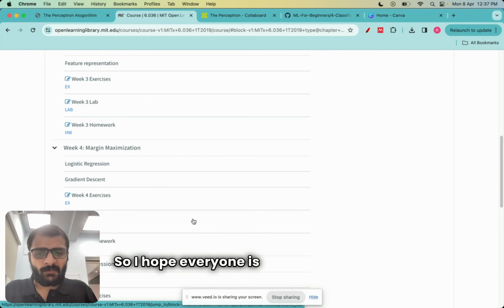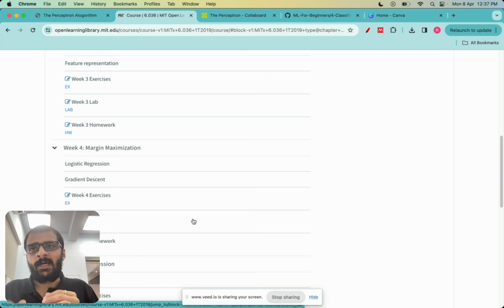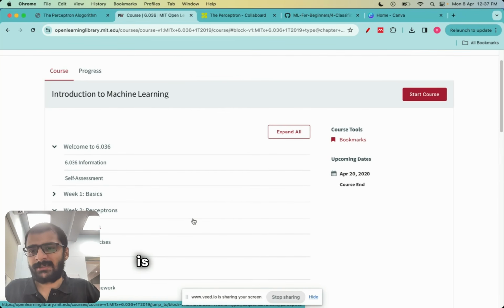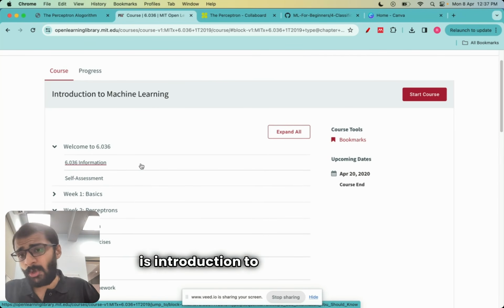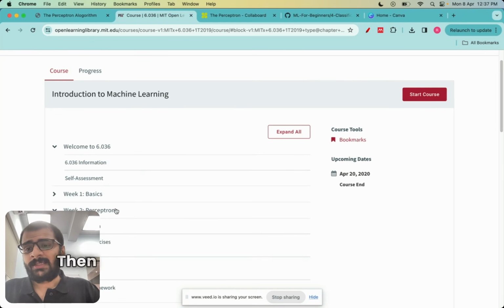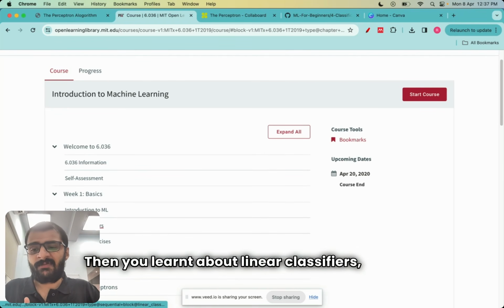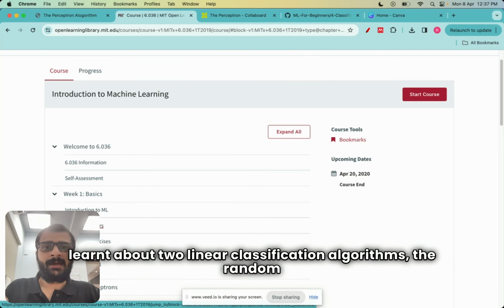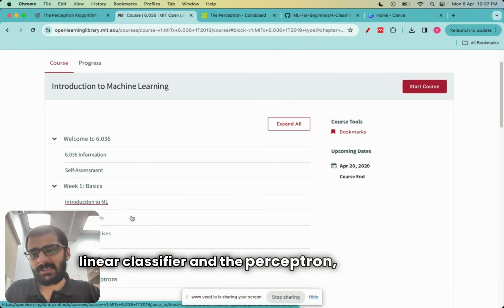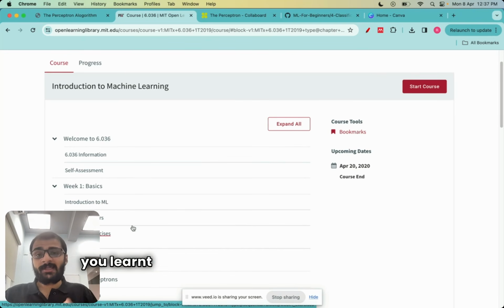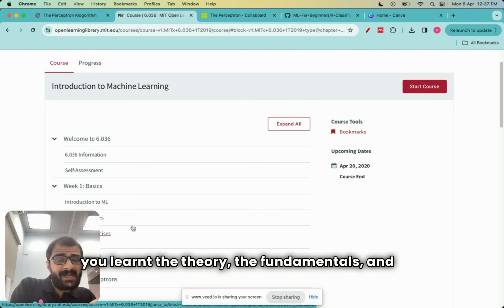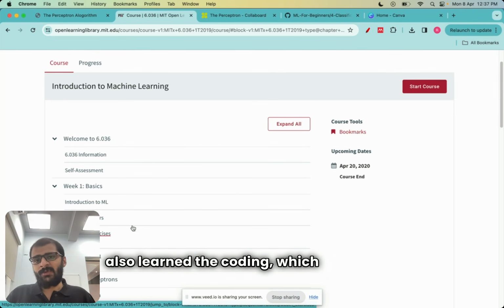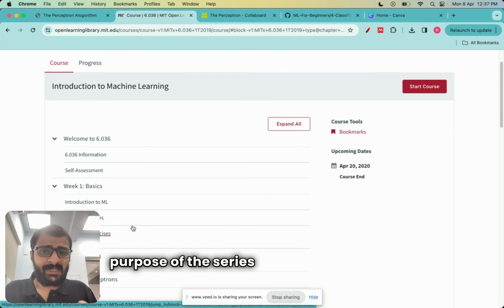So I hope everyone is following with me up till now. Up till now, what you have learned is the introduction to ML and types of ML. Then you learnt about linear classifiers and two linear classification algorithms, the random linear classifier and the perceptron. For both of which you learned the theory, the fundamentals, and you also learned the coding, which is the main purpose of the series which I'm making.